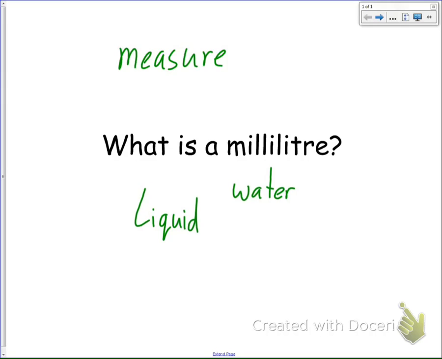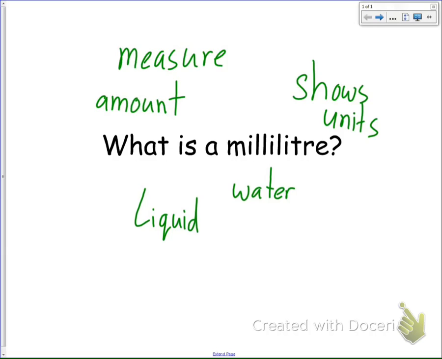Talia? When you're in a shopping centre and you want to get a bottle of water, you can see how many milliliters. Okay, so it shows units. Very good. It shows units. Zoe? It's the amount of liquid that makes a litre. It's like 1,000 millilitres is a litre.